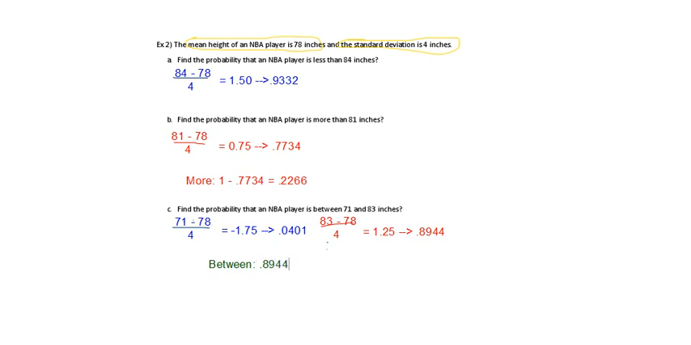0.8944 minus 0.0401. That's going to equal 0.8543. And that's our final answer.